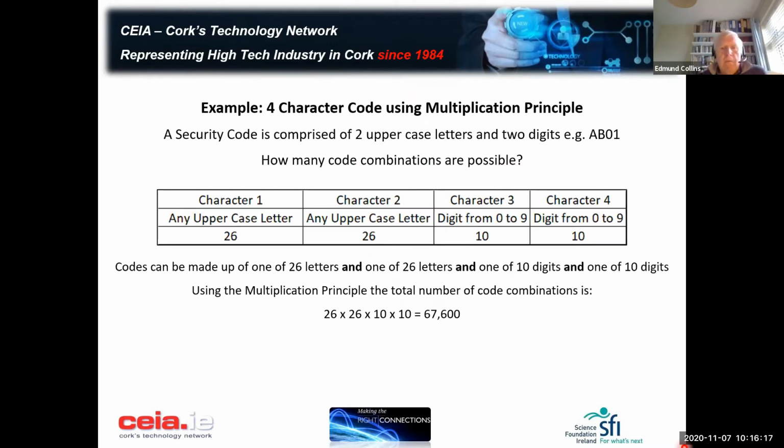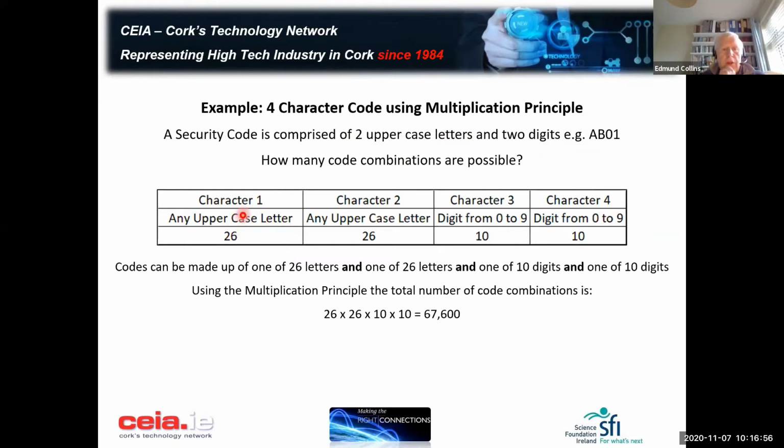So here's an example of a code that will be developed using the multiplication principle. A security code has to be comprised of 2 uppercase letters. That's very important now because uppercase and lowercase and so on have a bearing in relation to the number of options. So we're just talking about uppercase letters in this case in the code, and 2 digits, which must be between 0 and 1. So 0 is allowed. How many code combinations are possible?